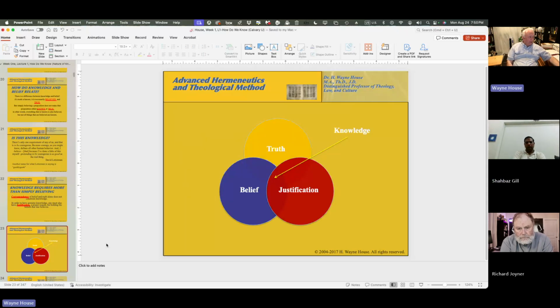So here you have it, advanced hermeneutics. You must have truth, you must have belief, you must have justification. And you can't go one without the other.